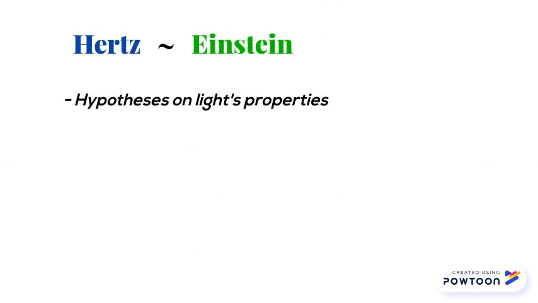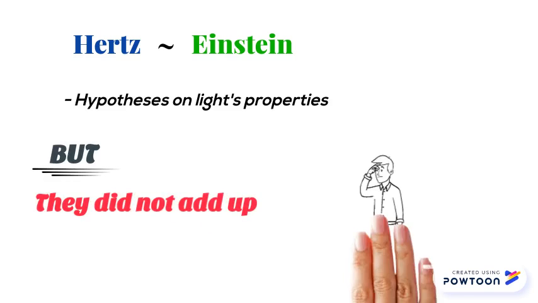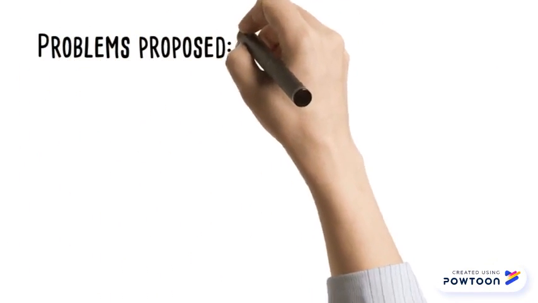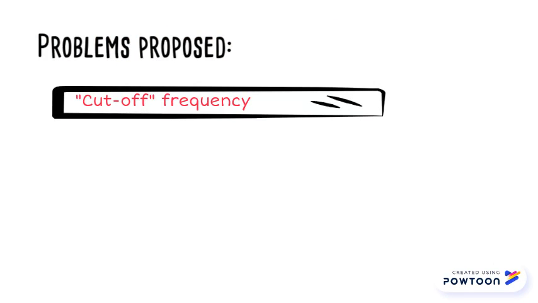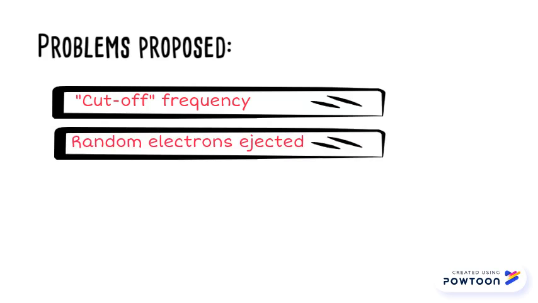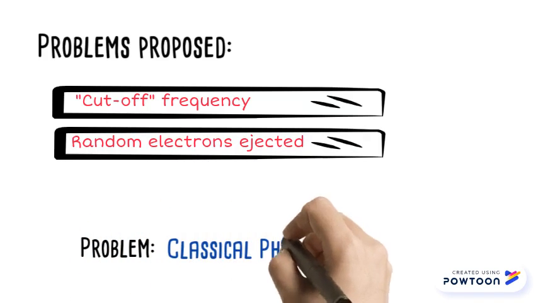Many scientists studied it between Hertz and Einstein, each providing their own hypothesis on the properties of light. But the problem arose when putting the evidence together. It didn't make sense. Two problems were: light of only certain frequencies would actually eject electrons. There seemed to be a cutoff frequency, and there was no pattern in the electrons being ejected. It was completely random.